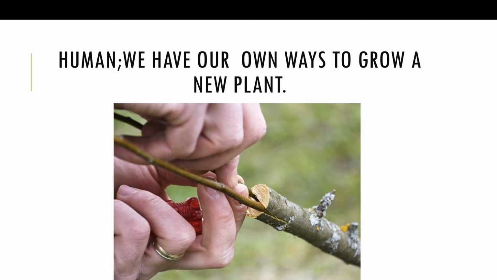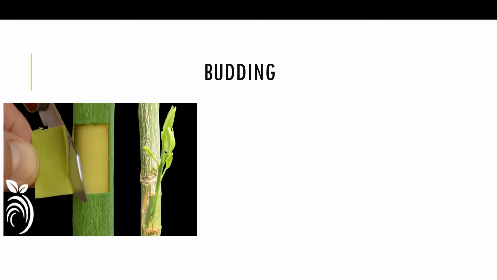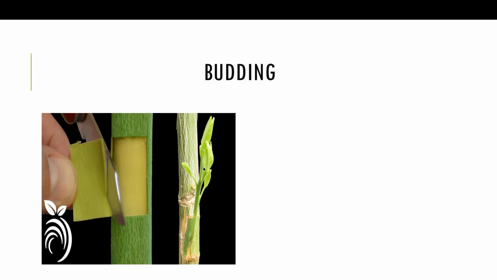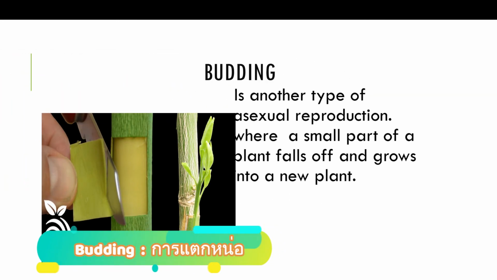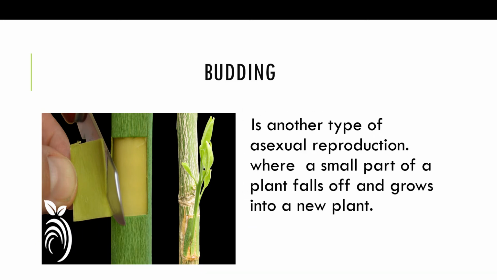Humans have our own ways to grow a new plant. So you can see in the market there are different plants. We have what is called budding. Budding is another type of asexual reproduction where a small part of a plant falls off and then grows into a new plant. You have to cut this in the stem.